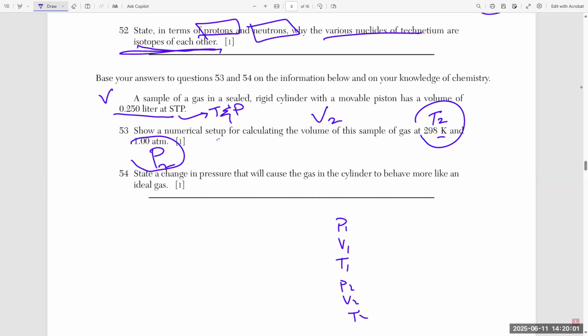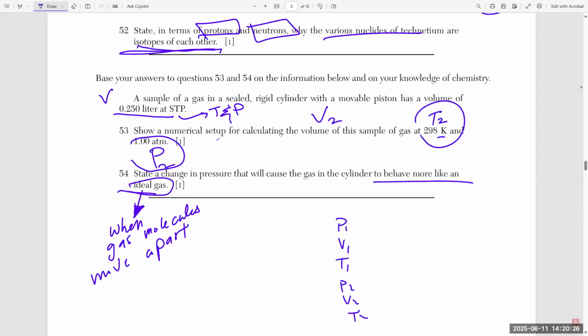State a change in pressure that will cause the gas in the cylinder to behave more like an ideal gas. Now remember, ideal gas means what? You've got to remember and memorize this. Ideal gas is when gas molecules move apart, right? They need to be as far apart as possible. That's when real gases behave ideally, right?